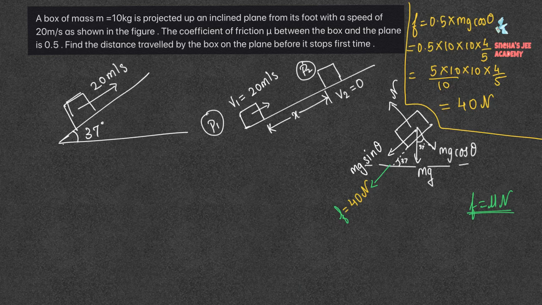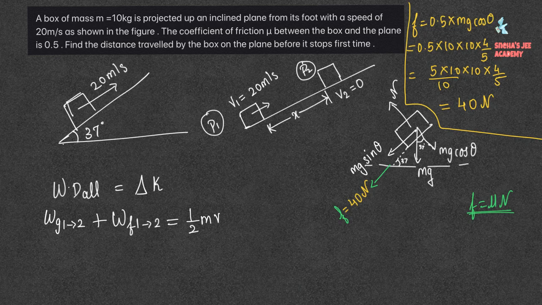Now we have the formula that the work done by all the forces is equal to the change in kinetic energy. We have two forces, the gravitational force and the frictional force. So the work done by gravity from position 1 to position 2 plus the work done by friction from position 1 to position 2 is equal to the difference in kinetic energy, that is half m v final square minus half m v initial square.